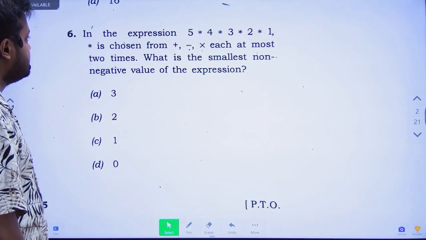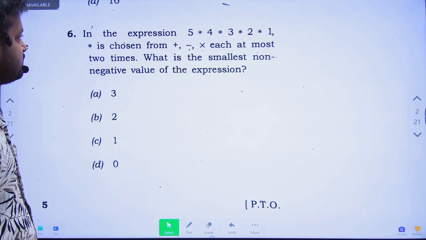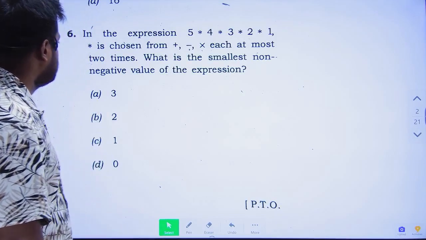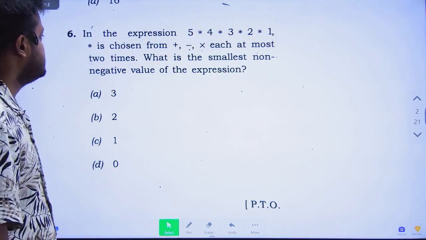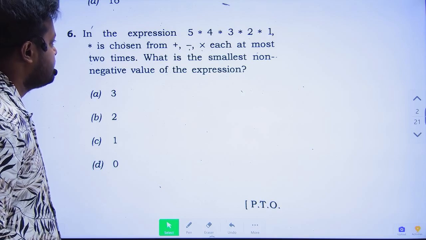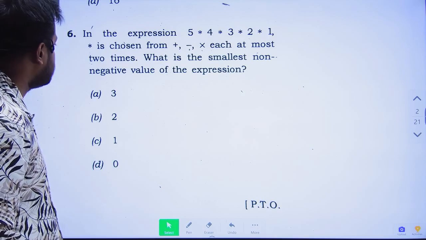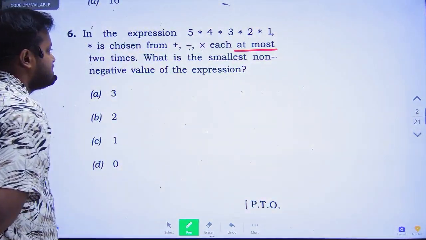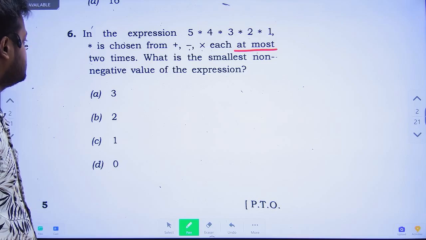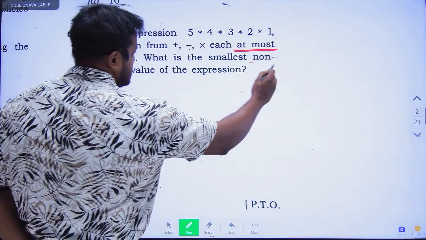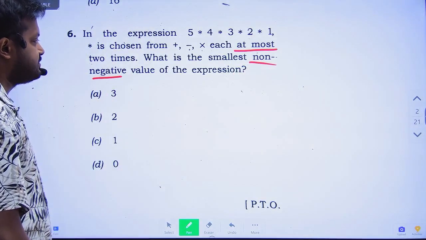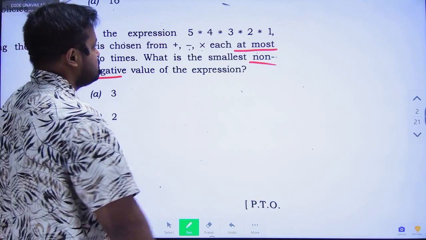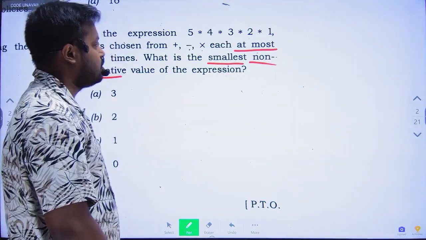Question number 6. In the expression 5 star 4 star 3 star 2 star 1, where this particular symbol is chosen for plus, minus and multiplication, each at most 2 times, what is the smallest non-negative value of the expression? This is important, non-negative. Okay, we have to minimize this. The focus is to minimize, as it is asking the smallest non-negative value.